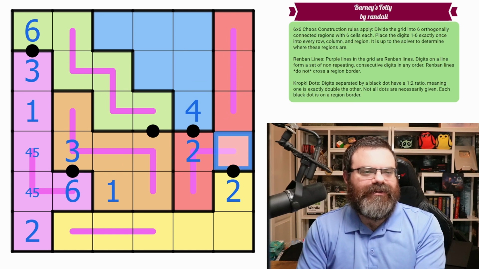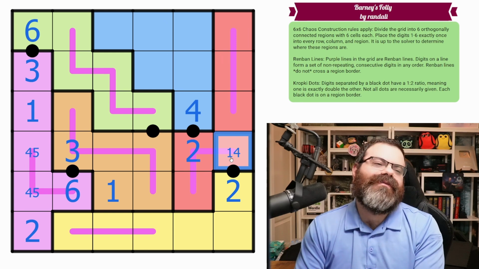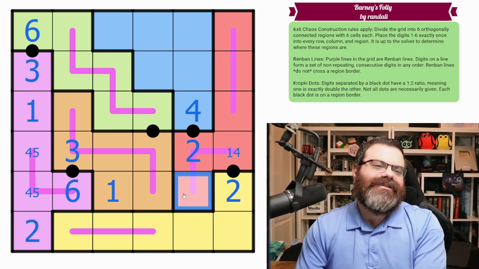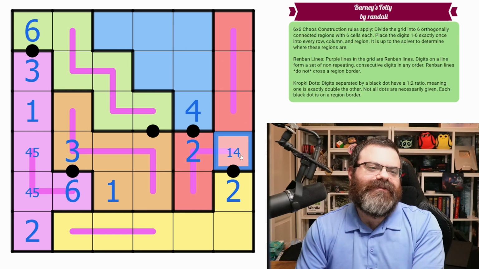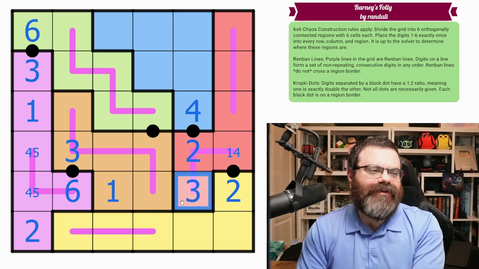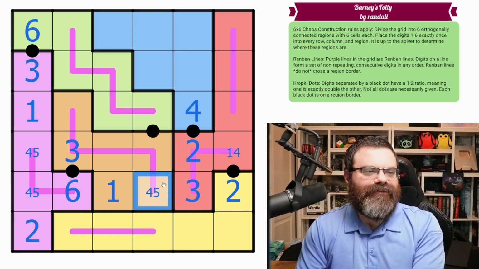2 is next to 1 or 4 here. But it can't be... Oh, okay, so either way, this is a 3. Interesting. So if this is 1, then we're 1, 2, 3. If it's 4, then we have to be 2, 3, 4. So this is a 3 regardless. And this is the other 4, 5 for the row.